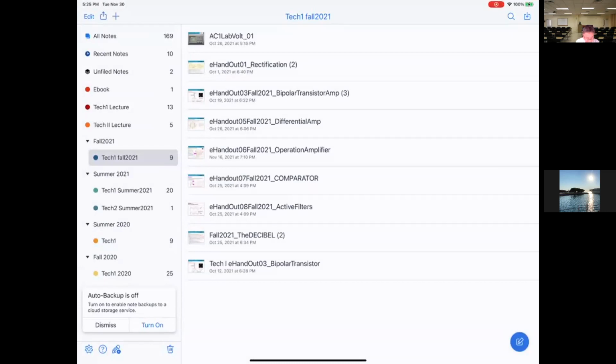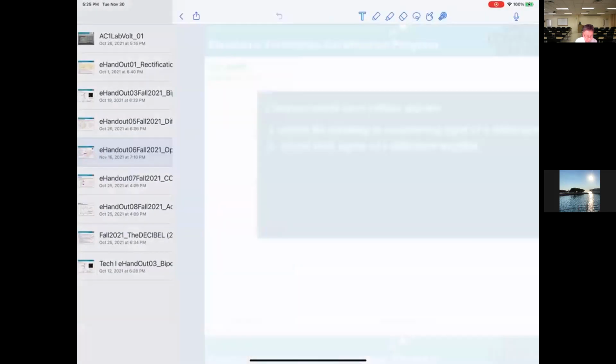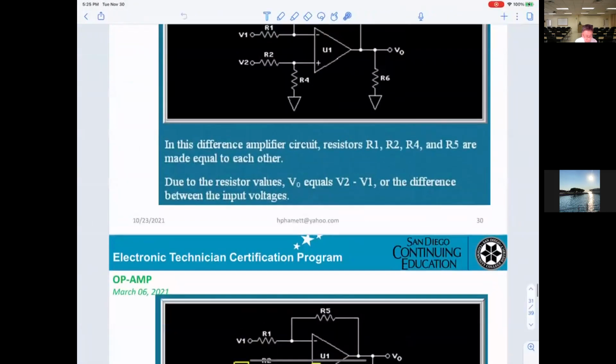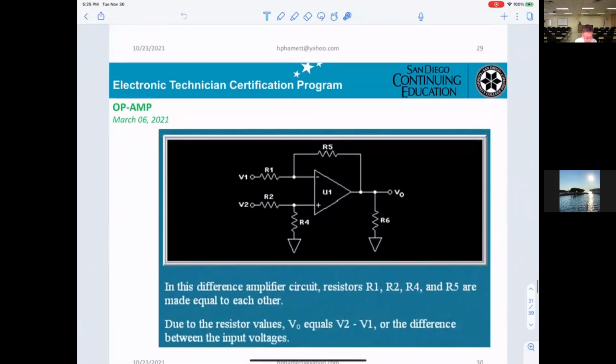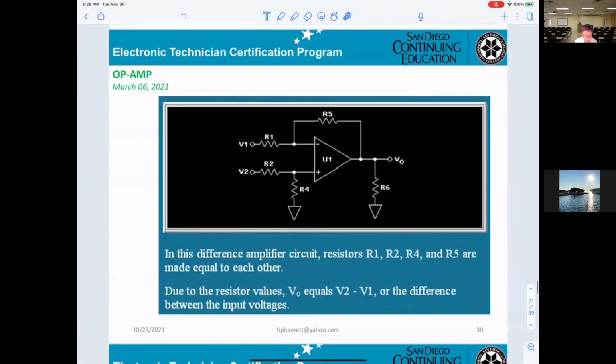Okay, last time we already got to the operation amplifier. So I will just quickly go over the operation amplifier. The first thing you have to understand is the open loop gain and the closed loop gain.